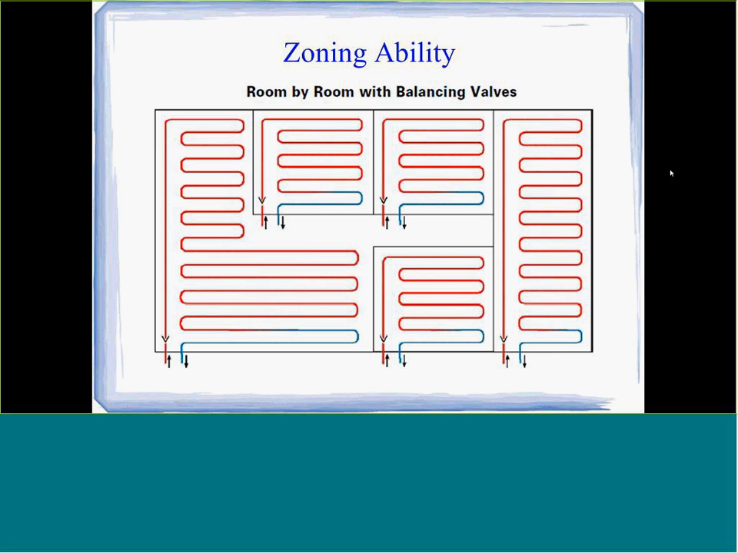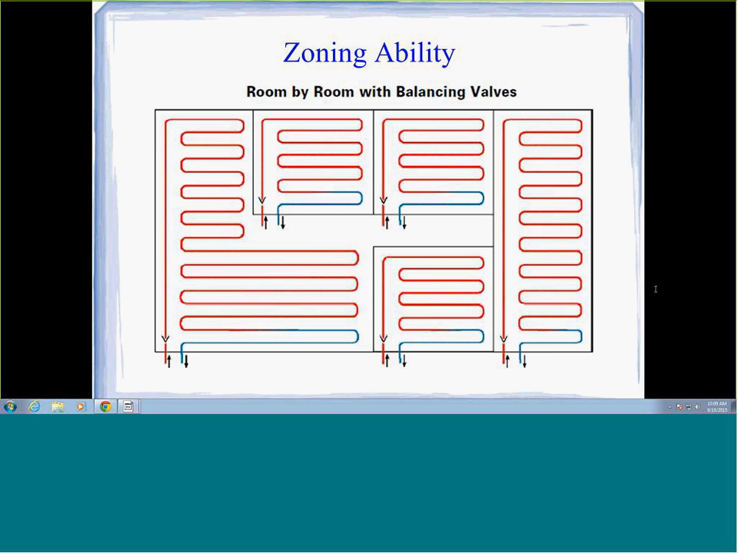Zoning ability. The great thing about radiant floor heat is we put the loops in the floor, and we can actually zone each individual loop. We can zone every room in the house to have its own thermostat. We can zone by groups, which means you may put the bedrooms all on one zone because most people like it cooler in the bedroom at night.